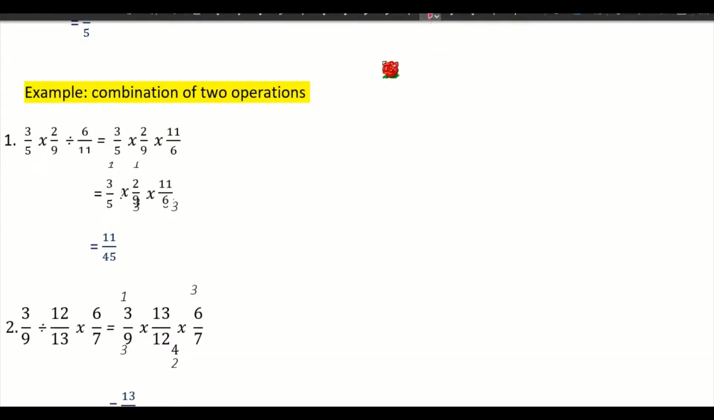We also have an example, combination of two operations. Ibig sabihin, hindi lang division yung involved. So just like for example, we have multiplication and division sa isang given amount. So 3/5 times 2/9 divided by 6 over 11. Since yung division natin nasa last lang naman, siya yung ating i-reciprocal. So keep muna natin si 3/5 times 2/9, then i-flip natin yung last part, so we have 11 over 6, and apply multiplication.